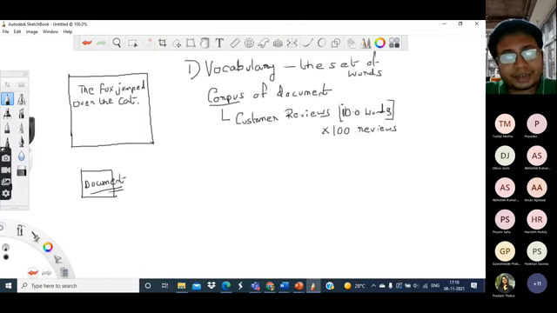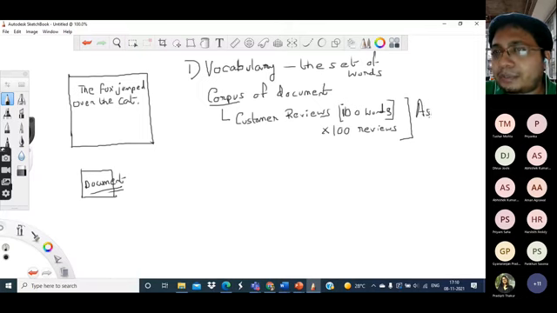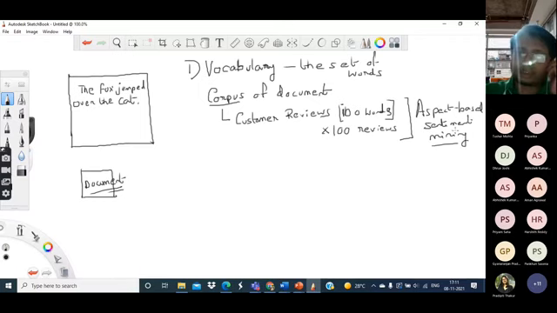Now since this is the data set with which we are going to work, what is the task? The task is to find which aspects of the camera are liked by the people and which aspects are not liked. So you can say something like aspect based sentiment mining. So now the first thing which we have to do is to construct the vocabulary.